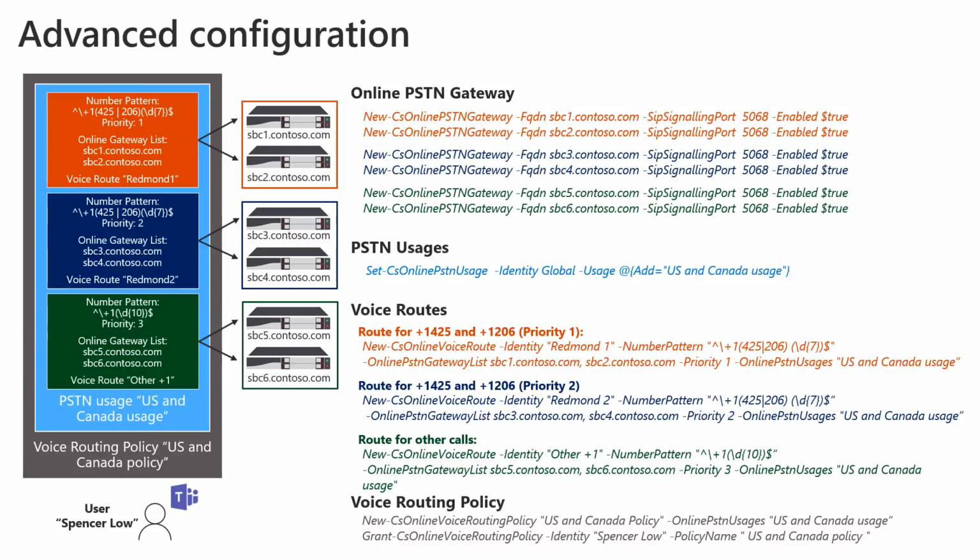And so will any other numbers that start with +1. As you can see here also, the system knows that SBC5 and SBC6 should only be used for +1, 425 and +1, 206 numbers if all the other gateways are not available, because the priority we assigned is the priority 3.